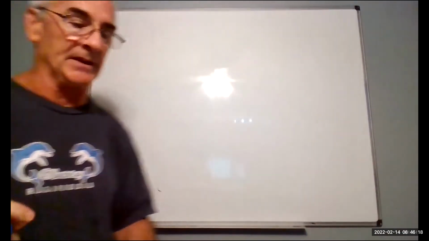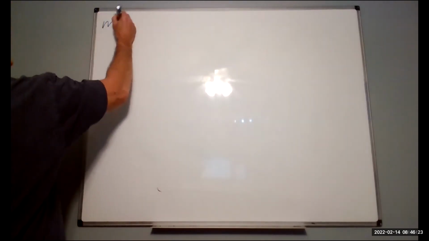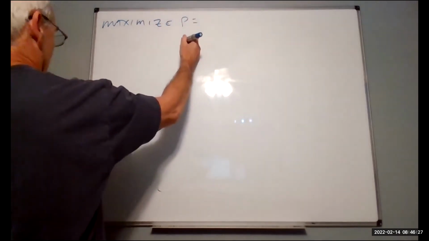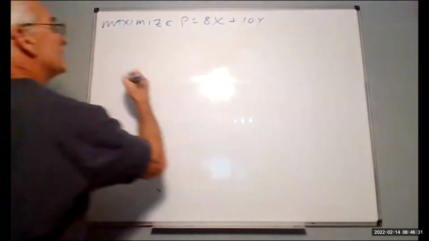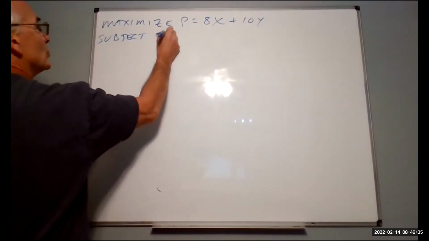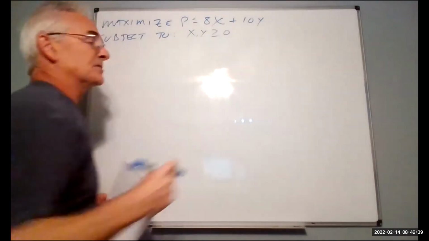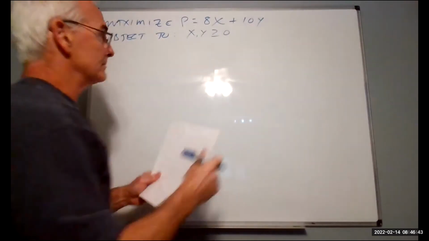And what ends up happening is, here's what I want to do. I want to maximize, let's say, the profit of 8x plus 10y. And we write it this way. Subject to x and y are non-negative. So think peas and corn. I can't have a negative number of crops.